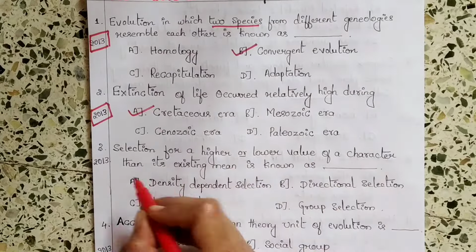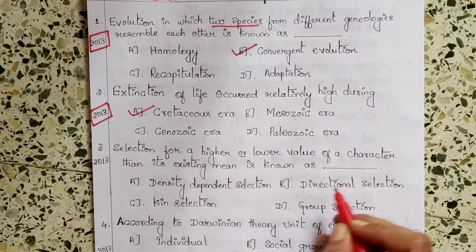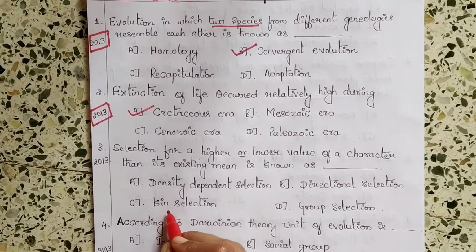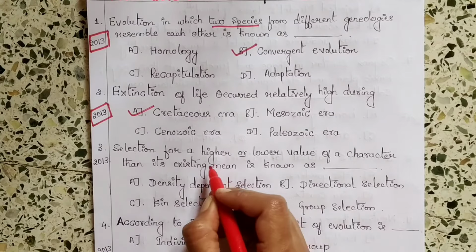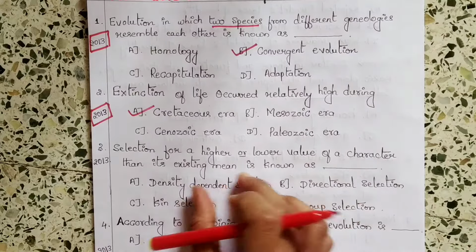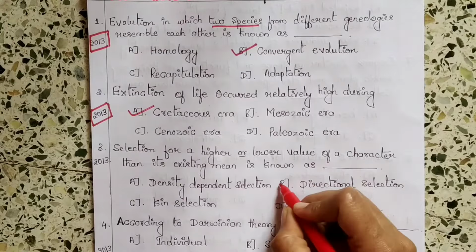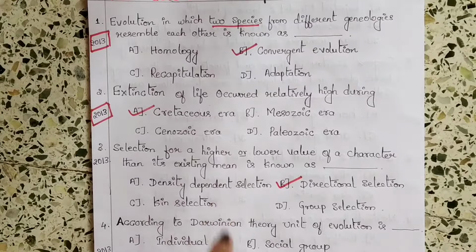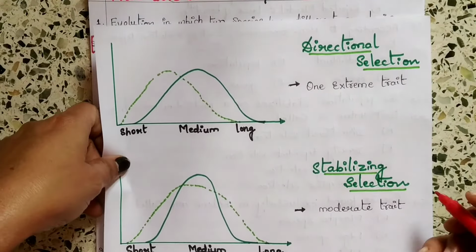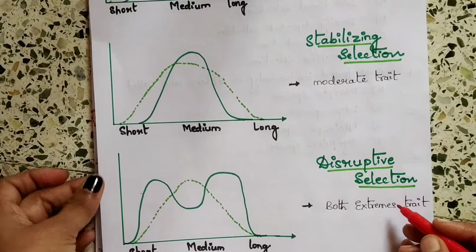Let us move on to the third one. Selection for a higher or lower value of a character than its existing mean is known as: first option density dependent selection, second option directional selection, third option kin selection, fourth option group selection. The answer for this is directional selection. Density dependent selection is a type of balanced selection. Let me explain this here. You can see in the diagram there are three types of selection: directional selection, stabilizing selection, and disruptive selection.